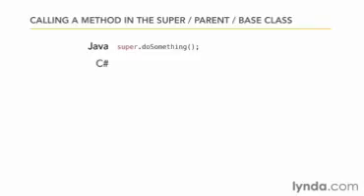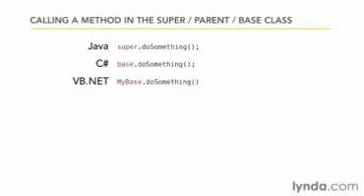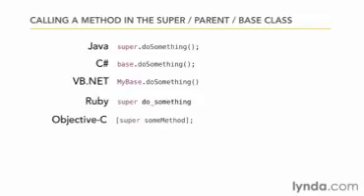So in C# we use the word base. In VB.NET it's actually the word MyBase. Ruby uses the word super, as does Objective-C, so that is the most common way of doing it. C++ is a little different because C++ allows for multiple inheritance. We could be theoretically inheriting from multiple classes, so we can't just say super and know that it will automatically go to the one superclass. So with C++, you actually have to use the official name of whatever class you're talking about.